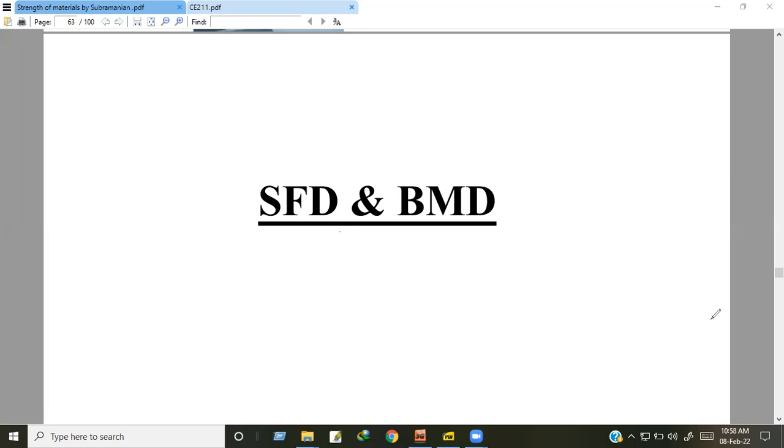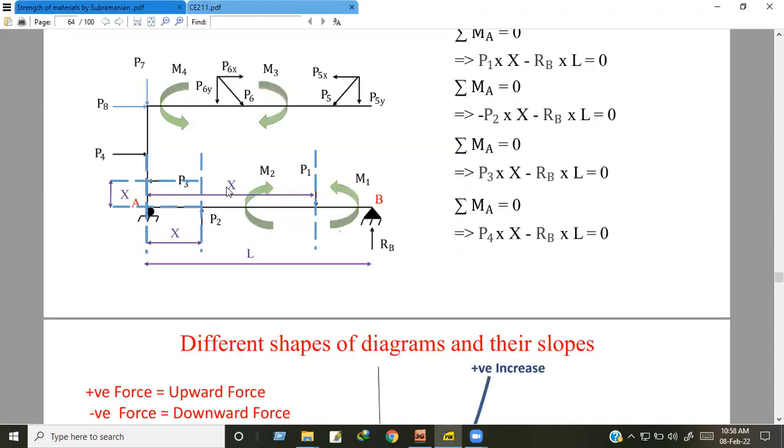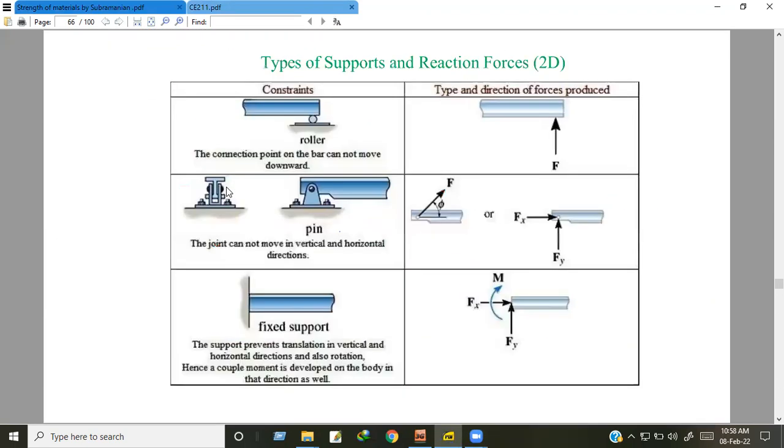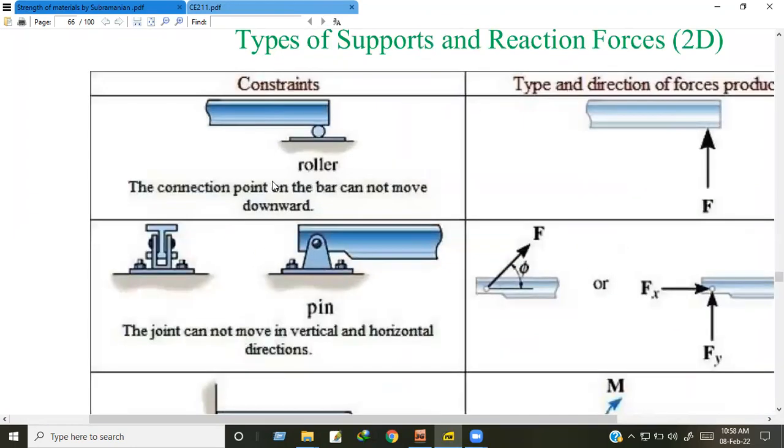To know SFD and BMD, first we have to know the various types of supports. Some supports are shown here. First, this is a roller support. Roller support means a bearing or roller is provided here.